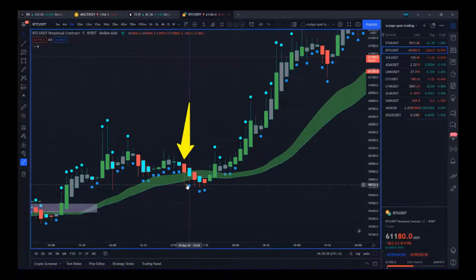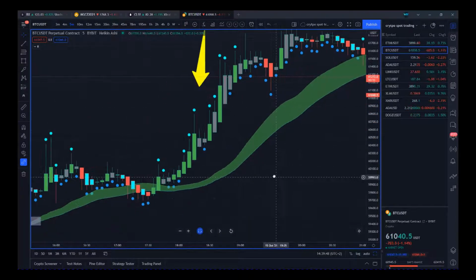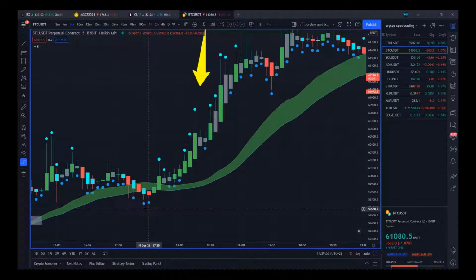Then as this pullback continues, lower than average volume. Don't panic. And then it goes again, and we really ride a big wave up here. So those that panicked here missed out on the huge move.